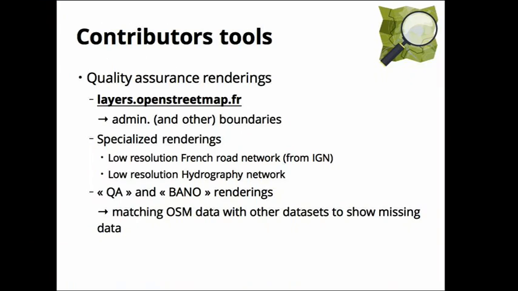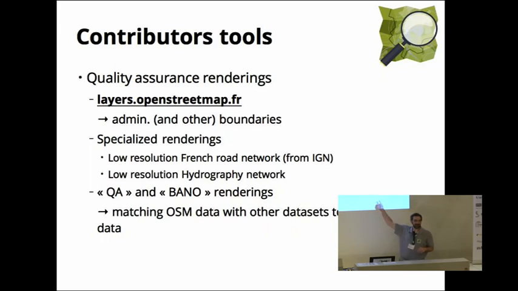For example, we have a server called Layers. It has been up for many years now. It allows you to quickly see all administrative boundaries with each level. And this is bold and underlined because it works on the planet. So if you want to see admin 5 levels quickly, it's possible with that layer. It's very handy to detect broken relations, because when you have a broken relation, the polygon will disappear. So it's a very useful one.